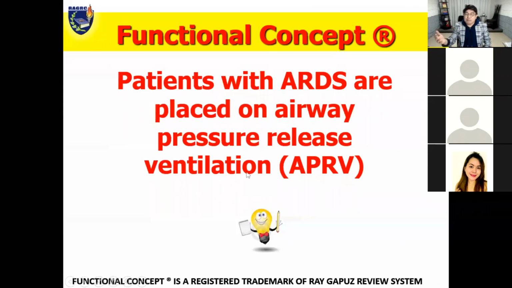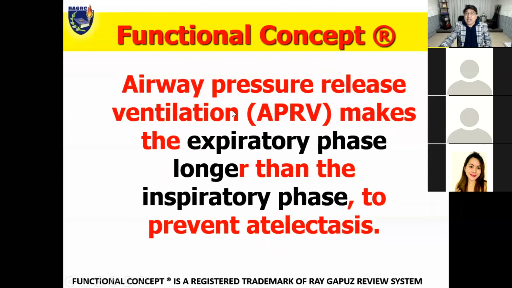So why are they placed on APRV or airway pressure release ventilation? Take note that your airway pressure release ventilation makes the expiratory phase longer than the inspiratory phase. So what happens when this occurs? Therefore, your airway pressure release ventilator prevents atelectasis or the collapse of the alveoli. So the first thing that you have to know is what is the purpose of your APRV in a client with acute lung injury? And your answer would be to prevent atelectasis. Got it? 1 point.